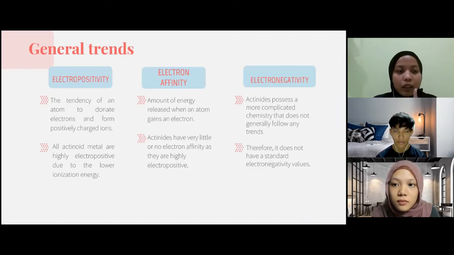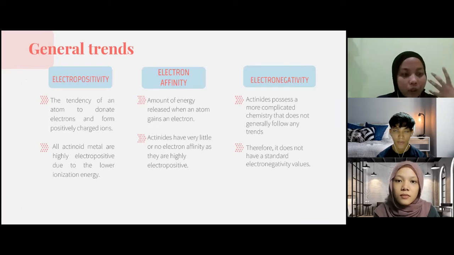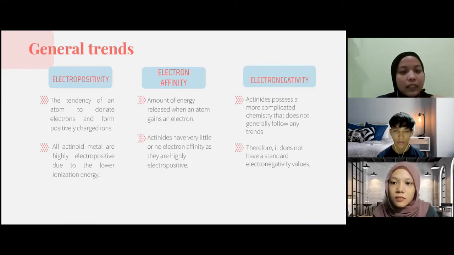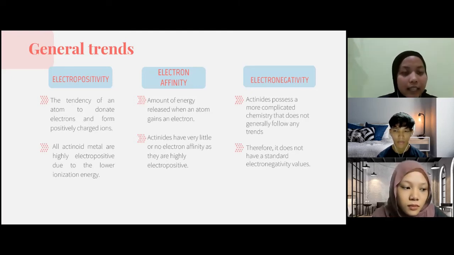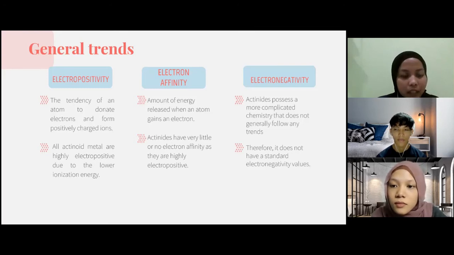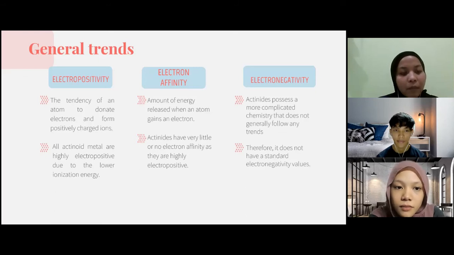Okay, so for the other three, electropositivity, electron affinity, and electronegativity, all three of these are related, but still we are going one by one. So electropositivity is the tendency of an atom to donate electrons and form a positively charged ion. So all actinide metals are highly electropositive due to the lower ionization energy. We know the ionization energy can be defined as the amount of energy required to remove an electron from an isolated atom in its gaseous state. I mentioned earlier that actinoids have a poor shielding effect, so the electron can be easily removed from the atom, hence it just needs a lower ionization energy.